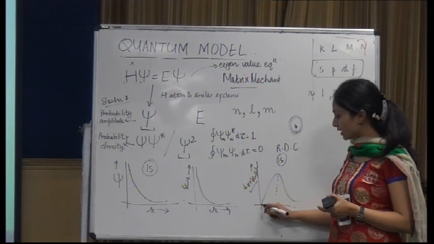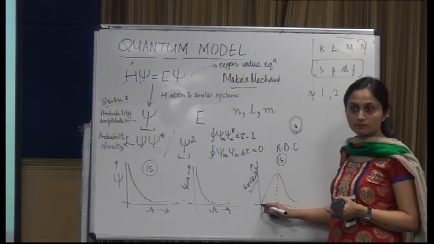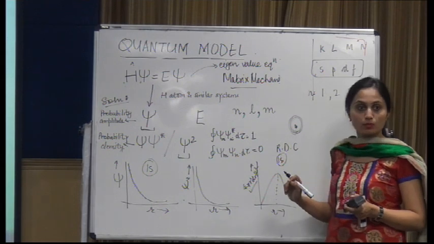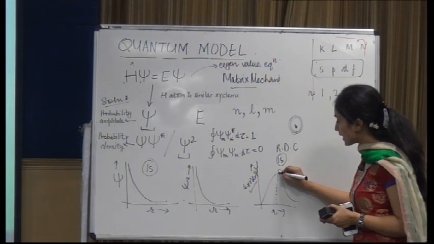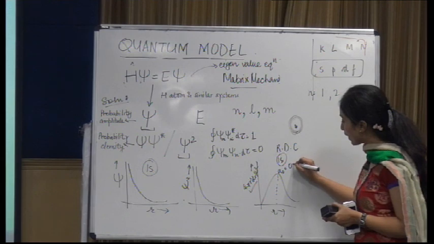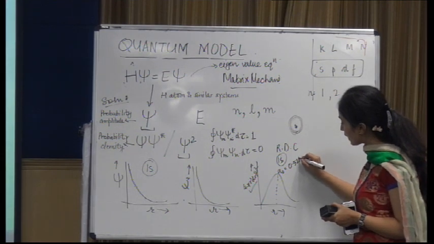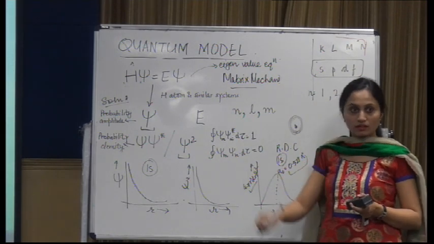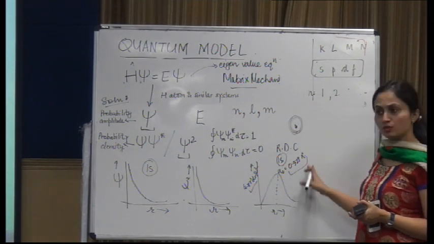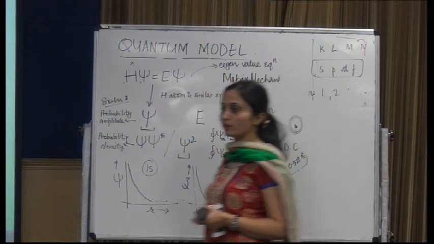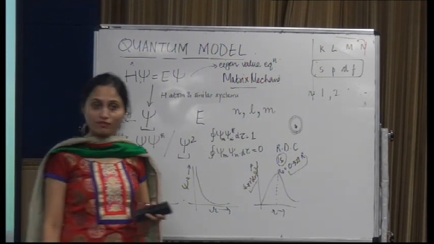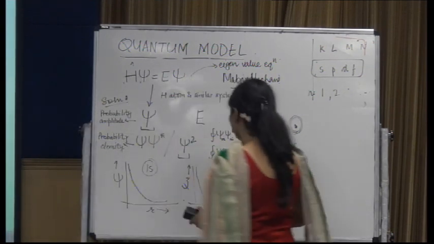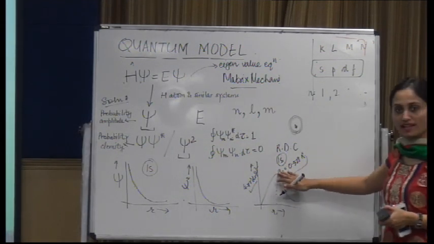What is the probability at the nucleus? Minimum. And the maximum probability is at some distance away from the nucleus. And for 1s, this a naught is equal to 0.529 angstrom. This is like the Bohr's radius. You remember? 0.529. I hope I am telling you the correct value. 0.529 angstrom.